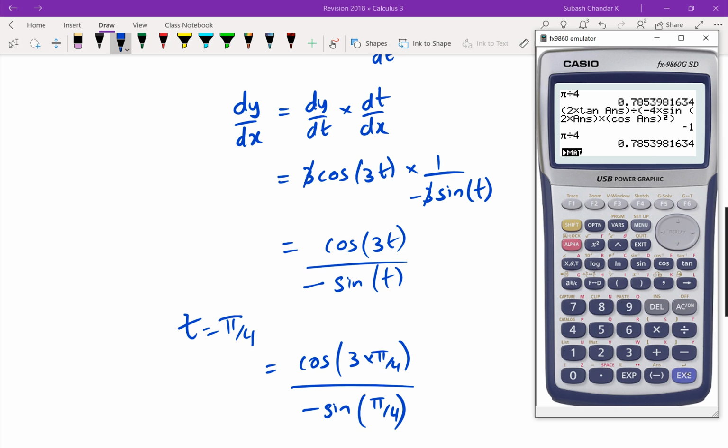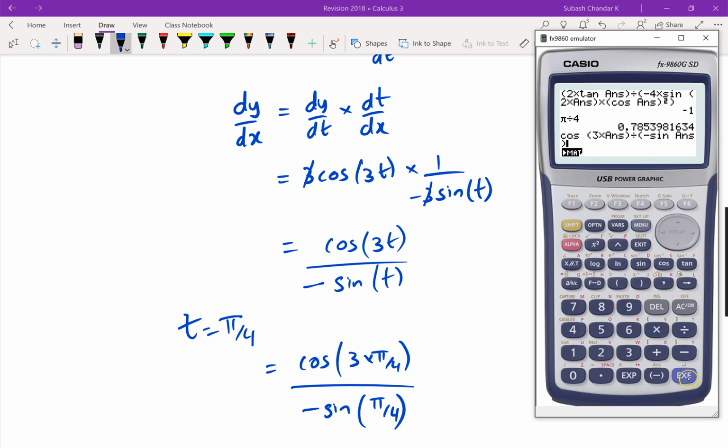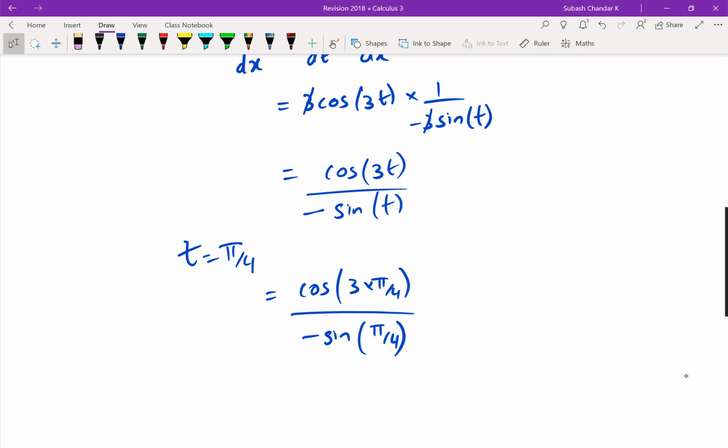That's pi over 4. So I've got cos of 3 times the answer, divided by negative sine... so 1? Is that the correct answer? So dy/dx at t equals pi over 4 is equal to 1. Is that correct, folks?